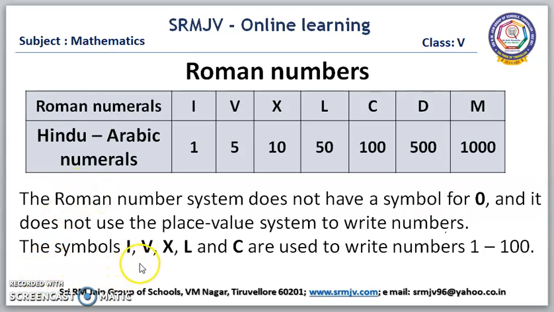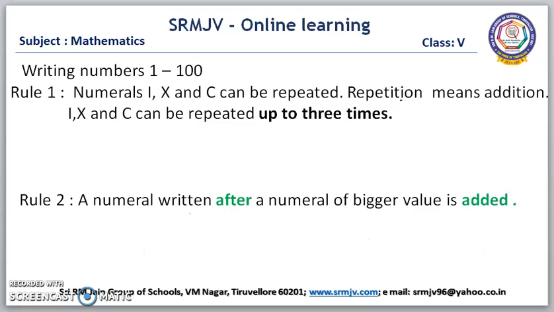Here the symbols I, V, X, L and C are used to write the numbers 1 to 100 according to the rules. Let us see the rules. The first rule is numerals I, X and C can be repeated. Repetition means addition. I, X and C can be repeated up to 3 times.